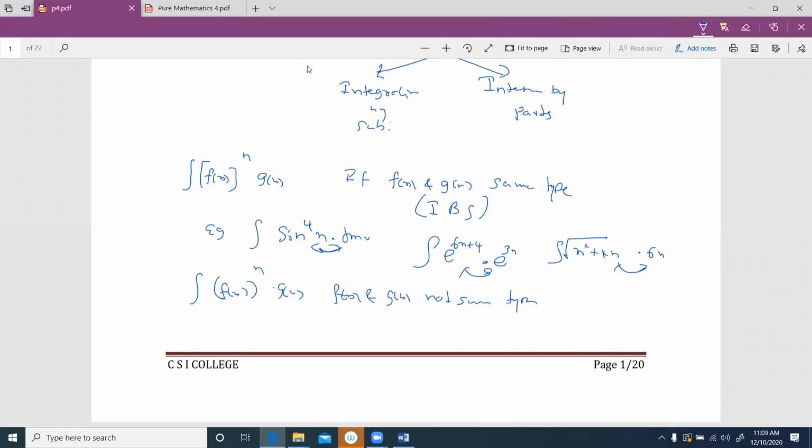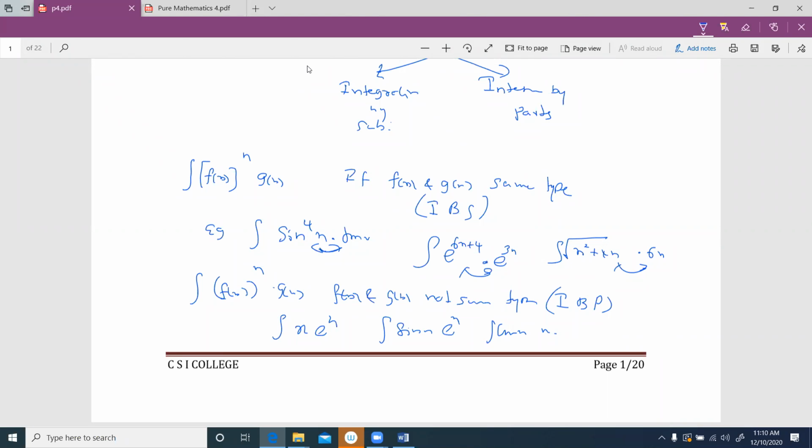For example, integration of x e to the power x, integration of sine x e to the power x, integration of ln x into x. In those situations you have to go ahead with integration by parts, IBP. That's the simplest variation of understanding how to go ahead with integration by parts. So this is the simplest way of identifying that fact.